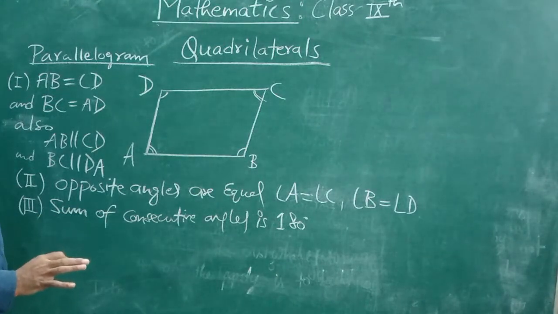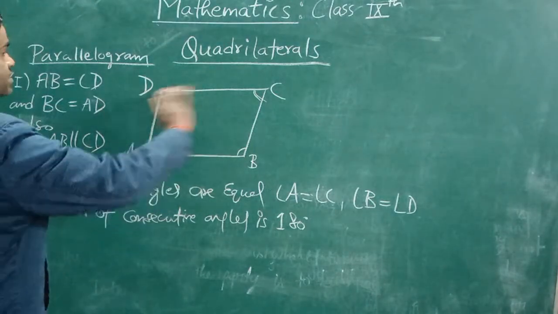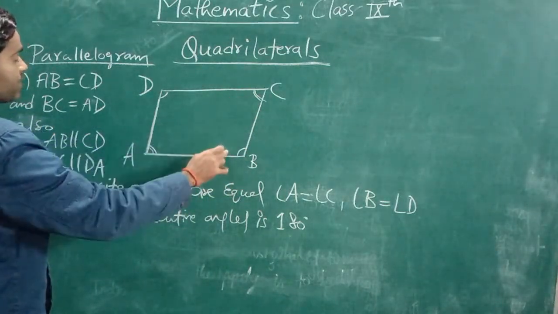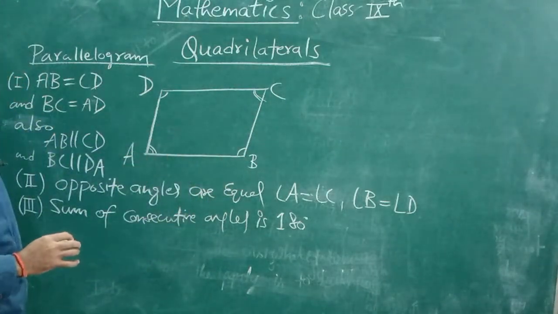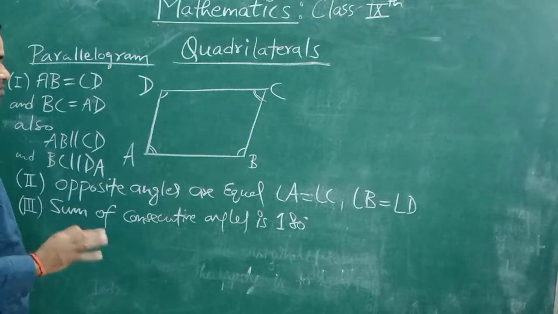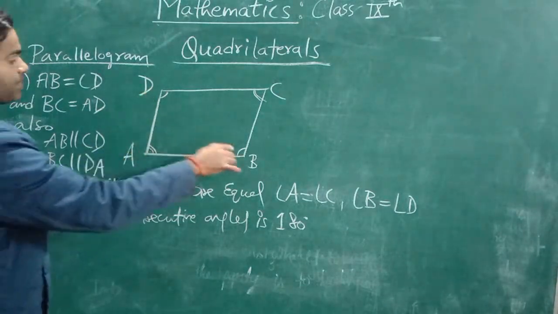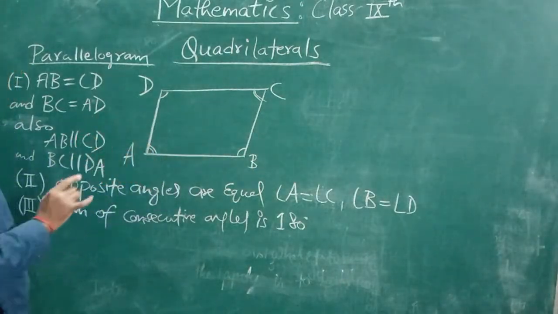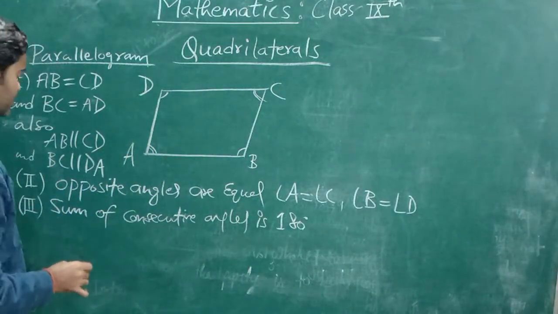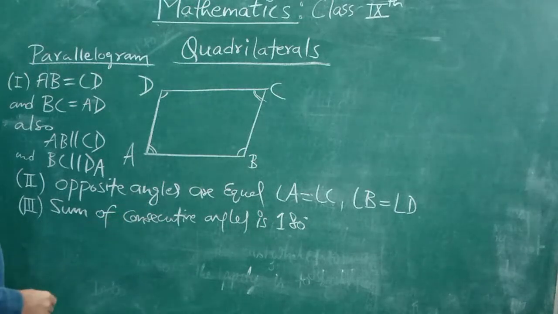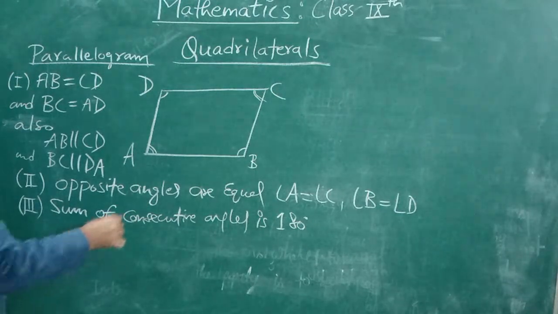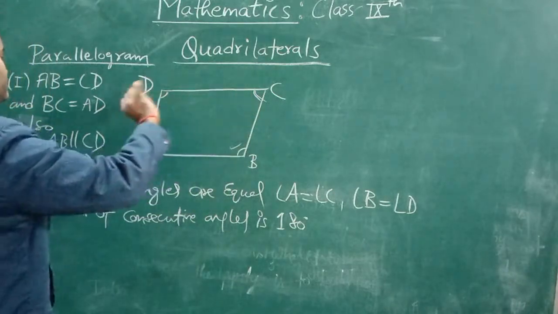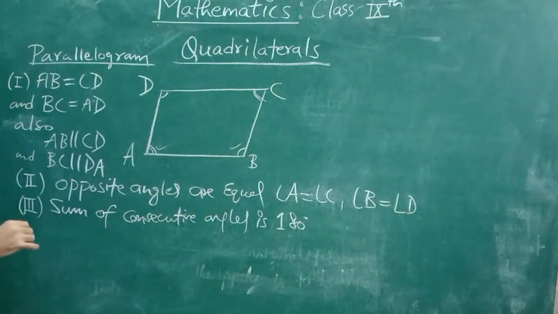You have studied that if AB is parallel to CD and BC is transversal, the sum of these two angles will be 180 degrees. The property is co-interior angles. So in the same manner, AD is parallel to BC and A plus B is equal to 180 degrees. It is also co-interior angles. Sum of consecutive angles is 180 degrees. So you can write A plus B is equal to 180, or B plus C 180, or C plus D 180, or D plus A 180 degrees.